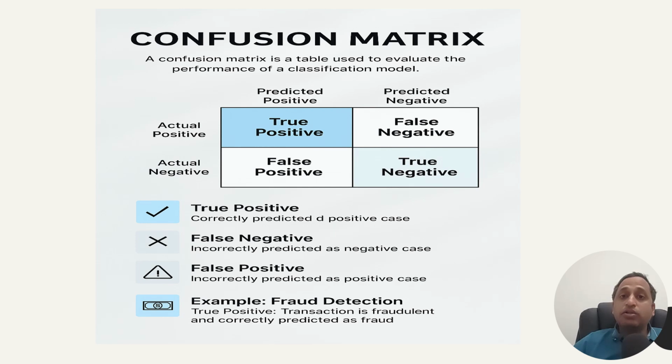So now let's talk about one of the most useful diagnostic tools in classification, the confusion matrix. Rather than just looking at a single number like accuracy or precision, a confusion matrix shows you all outcomes of a binary classifier. It tells you true positives, that is, the model correctly predicted positive; false positive, the model predicted positive but it was actually negative; false negative, the model predicted negative but actually positive; true negative, the model correctly predicted negative.